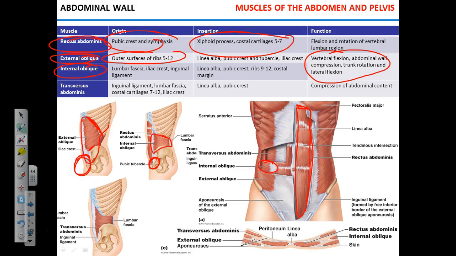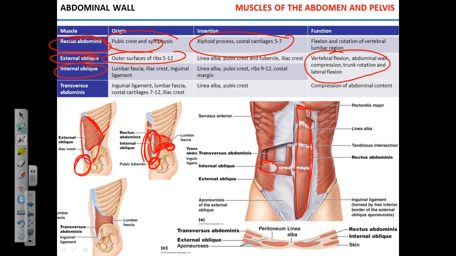The origin is in the lumbar fascia, iliocrest, and inguinum. And the insertion is rectus sheath and via tendons, pubic crest. They also do rotation, lateral flexion, forward flexion.